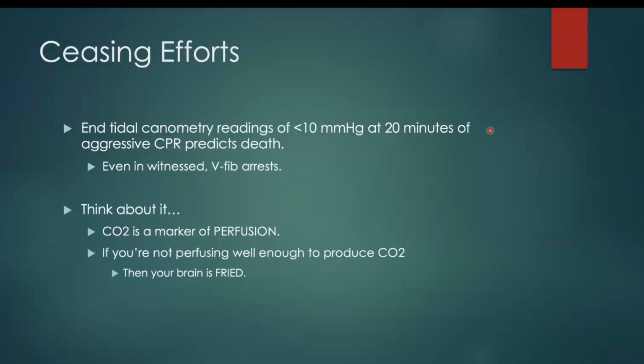Again, with ceasing efforts, I use it very strongly, but it's not the only determining factor in whether or not we continue with the resuscitation. If you're not perfusing well, which the end tidal tells us about how your perfusion is, then that does not bode well.